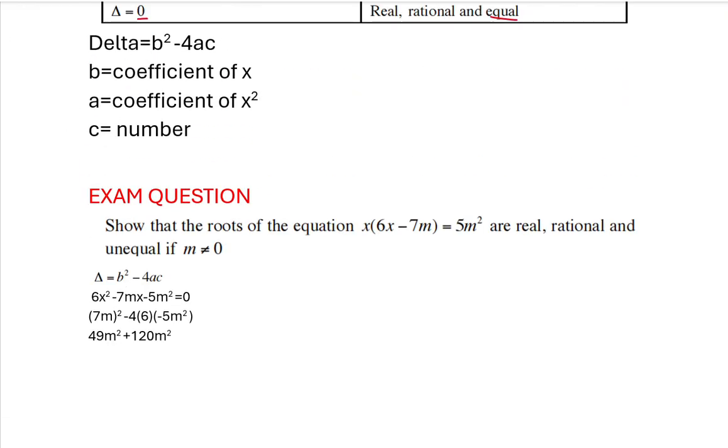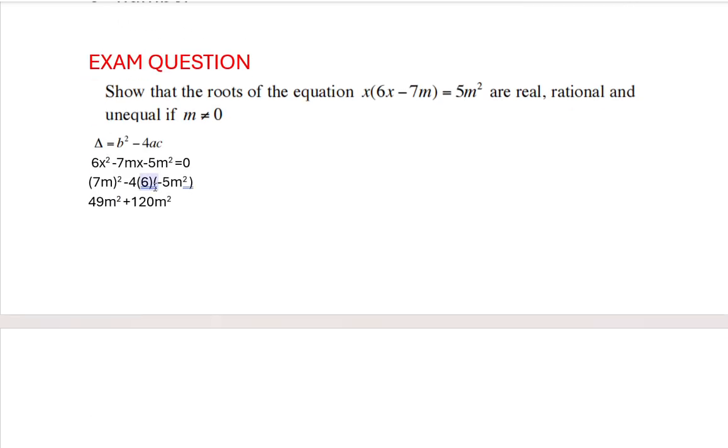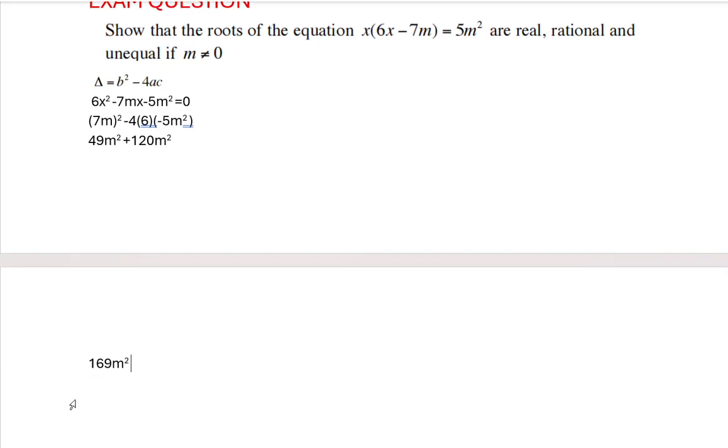So this is another step. So let's continue. I have 49m squared plus 120m squared. These are like terms, so you can just add. You get 169m squared as our final answer. So you can't go further. I told you that m squared is just a number, but then it's unknown, but then it represents a number. So this is our final answer.